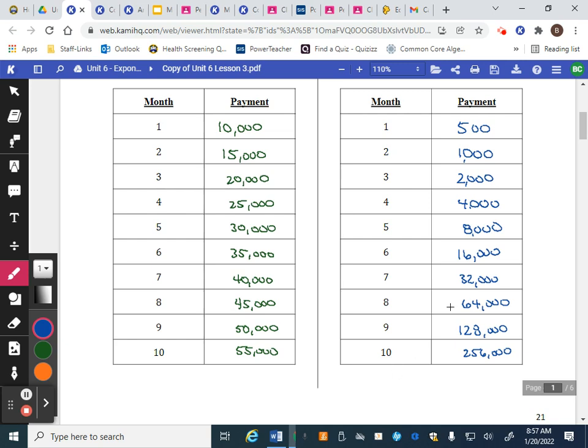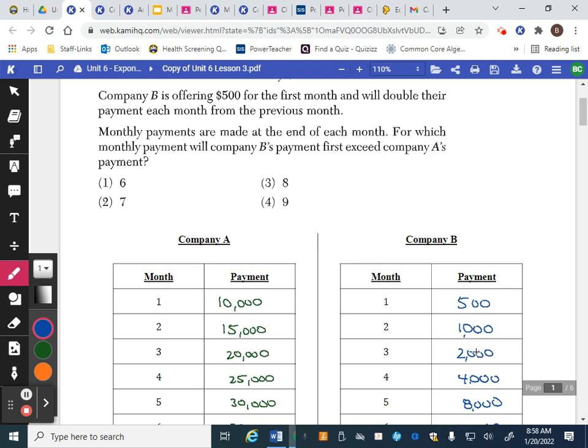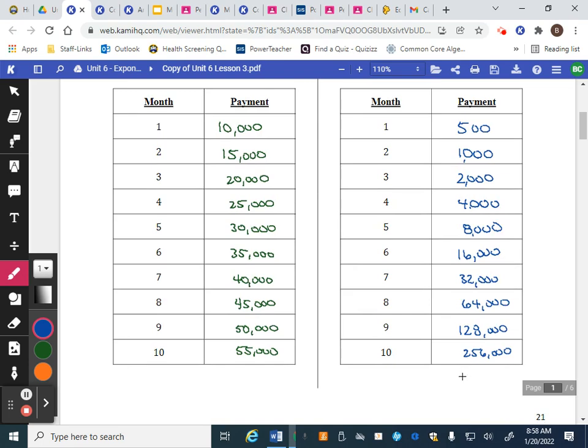And the question they asked was, for which monthly payment will Company B's payment first exceed Company A's payment? So we're looking to compare these numbers, and it looks like the first time that B is higher than A is the eighth payment.